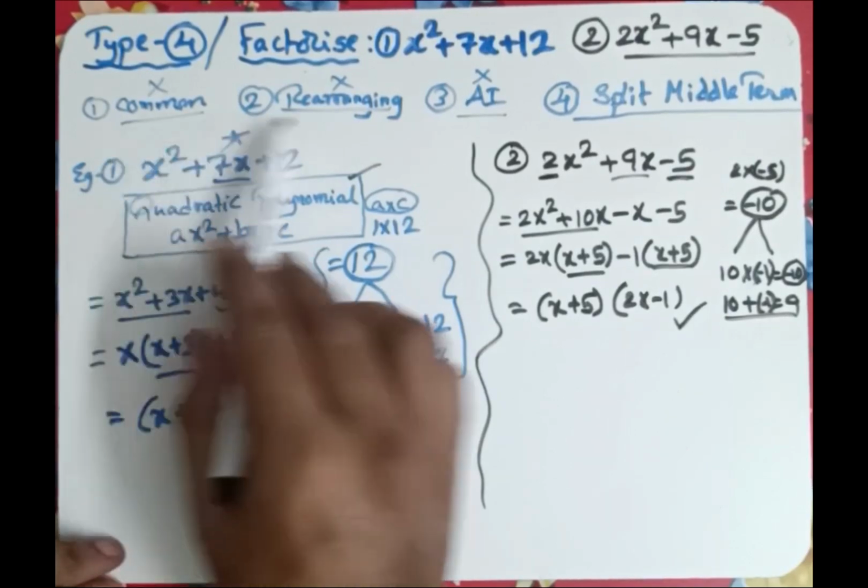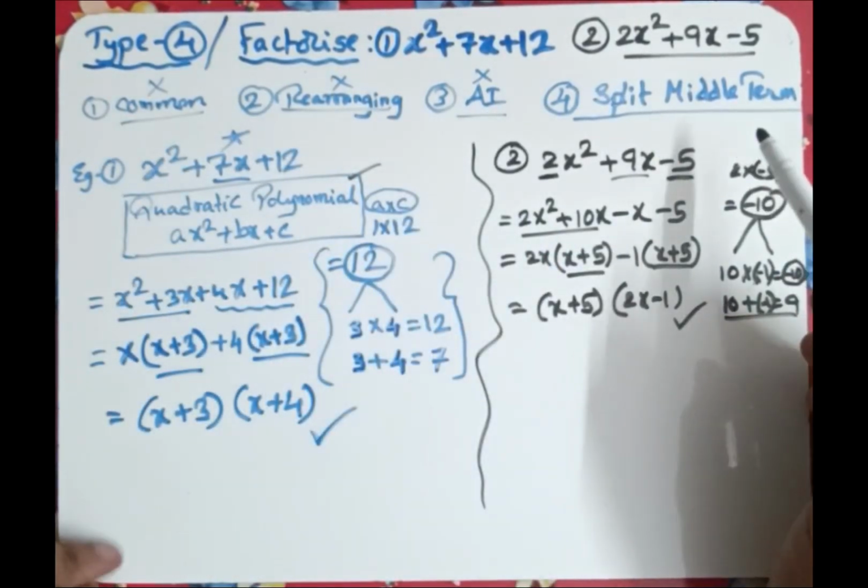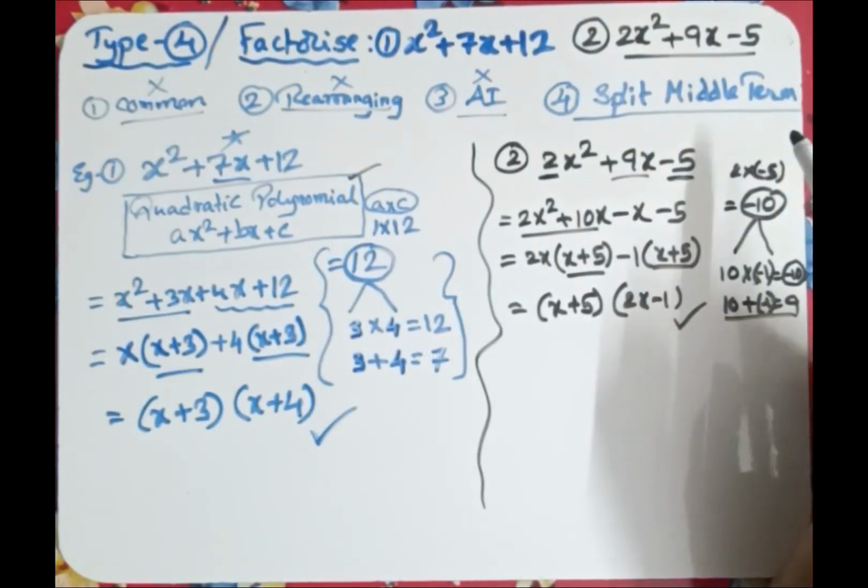Whenever these three are not possible, you can go with splitting the middle term. Okay friends, thank you.